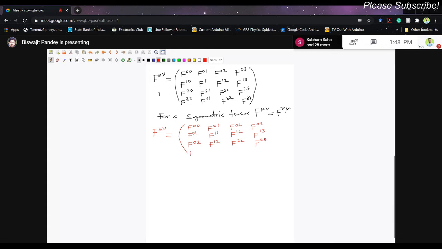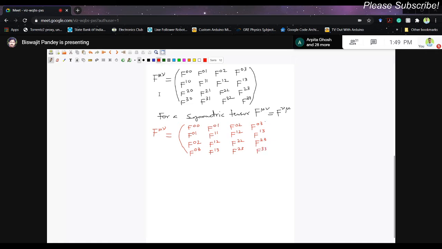Similarly, the fourth row, you see already we have f03, so f03 and f30 are the same, so I'm writing f03. Then the next element is f31, but we already have f13 here, so I'm writing f13. They are the same again. Then we have f32, f23 and f32 are the same, so I will write f23 and f33.